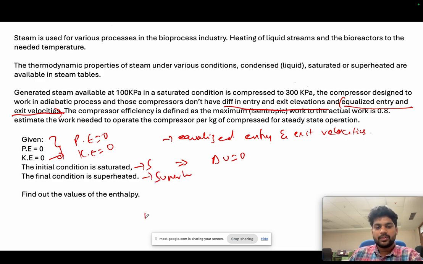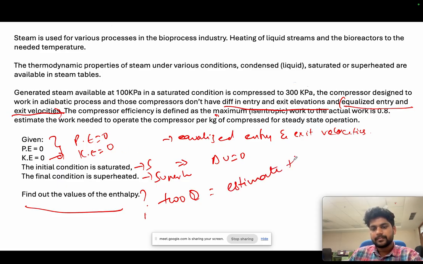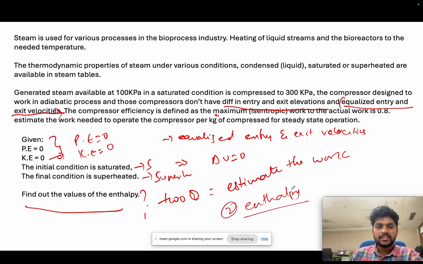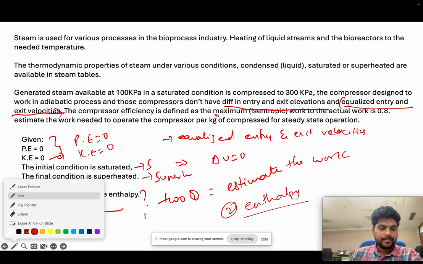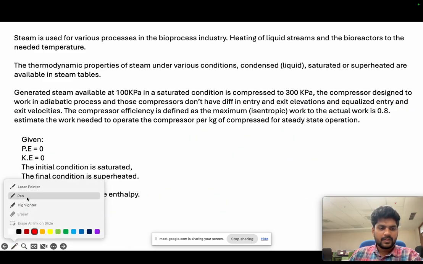So now we need to find out the values of enthalpy. Basically they didn't ask for the enthalpy values, they asked for the work. So there are two questions here. One is estimate the work needed, and the second one is enthalpy. Have you seen the steam table? How does it look like? Yes, sir, but I don't know how to use the steam table. Yeah, I will explain to you.